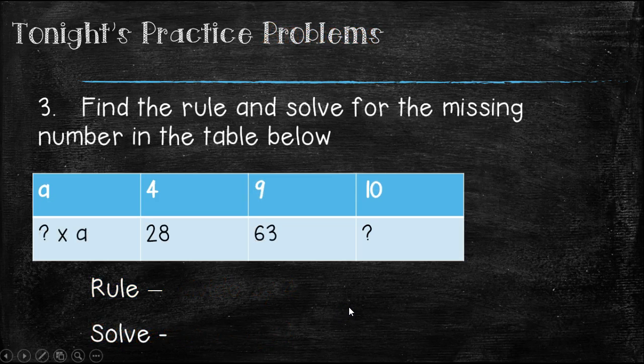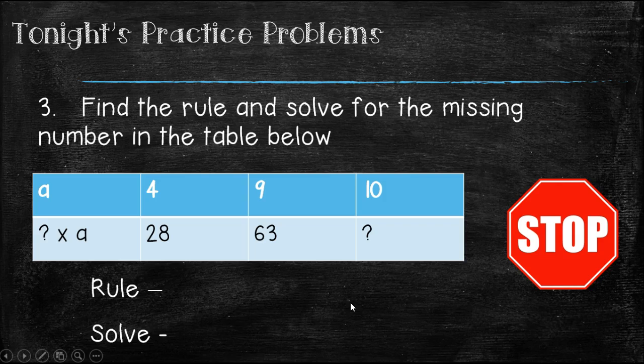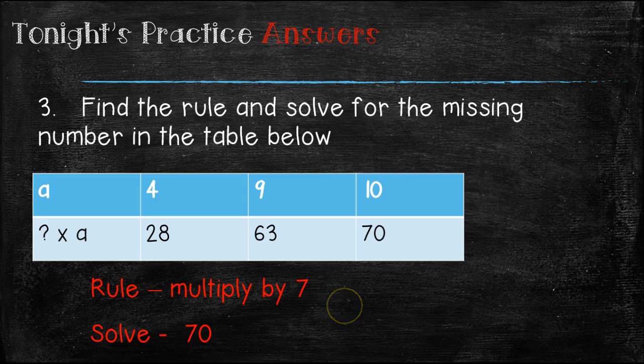Here's number 3. Pause the video and come back when you're ready. Coming back in 5, 4, 3, 2, 1. Our rule here is multiply by 7, and if we were to solve, it is going to be 70.